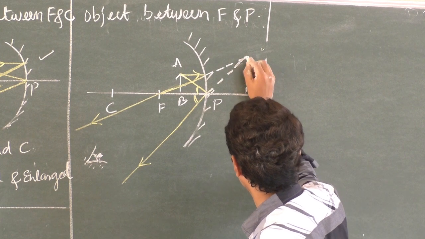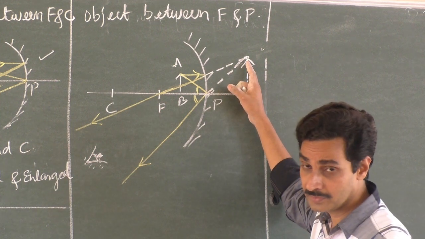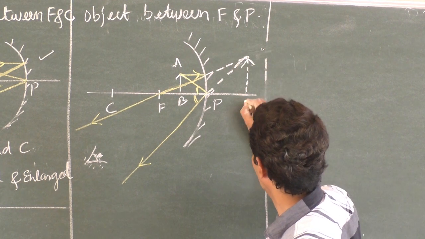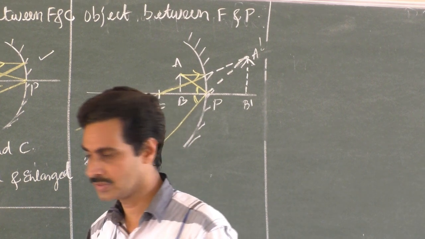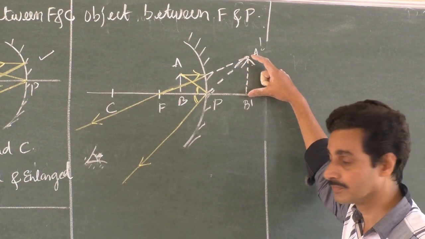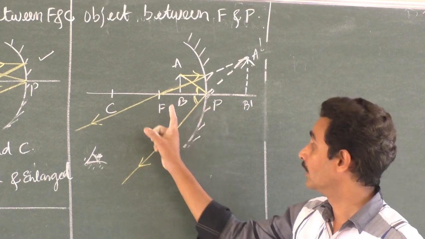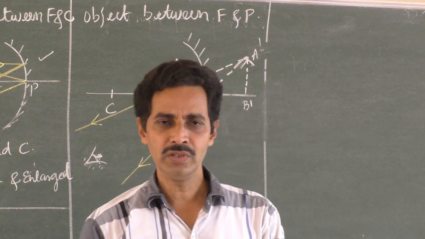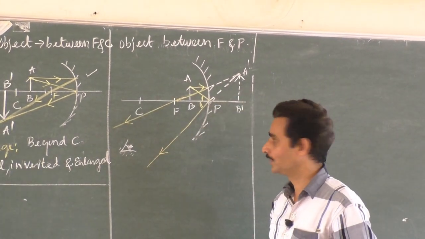Again, I put dotted lines, because this is a virtual image. Rays really don't come from here. They appear to diverge from this point. And this point becomes the image, A dash B dash, and we call it virtual. That is what we have seen. An enlarged virtual image is formed inside the mirror. That is possible only when you bring the object within F and P, not away from F. This is the only case where the image is formed within the mirror. You need not have a screen to catch this image. You can see it inside the mirror itself.